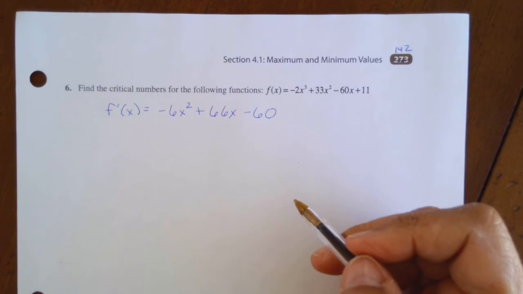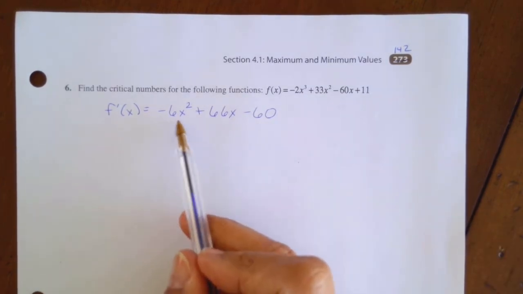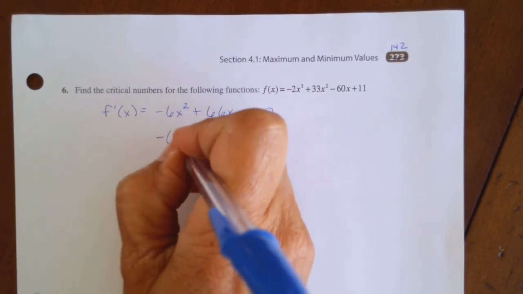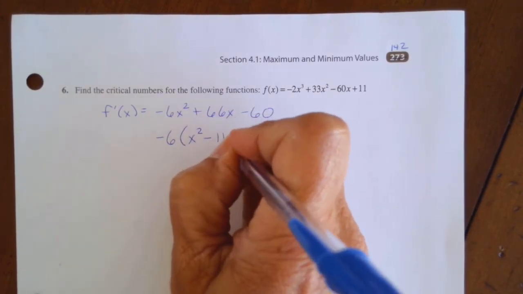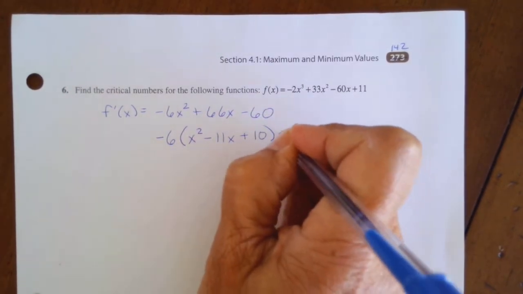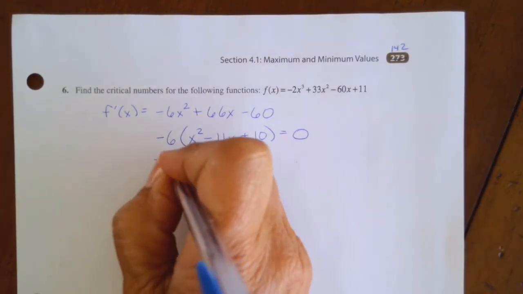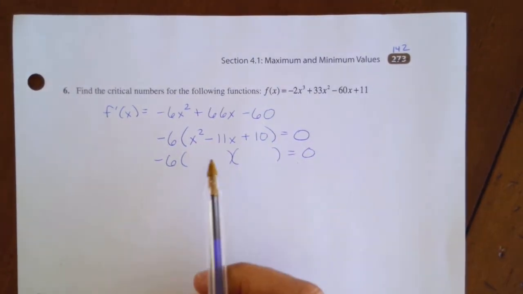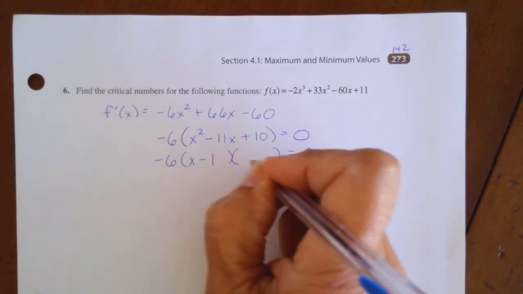Okay? All right, so I'm going to set this equal to 0, and as I do that, I'm going to factor out a -6. I don't like my squared term to be negative, so let's just factor out a -6, so that leaves you x squared minus 11x plus 10. Set that equal to 0. All right, so we're going to factor x squared minus 11x plus 10. Factors of 10 that add up to give you 11, that would be 1 and 10.